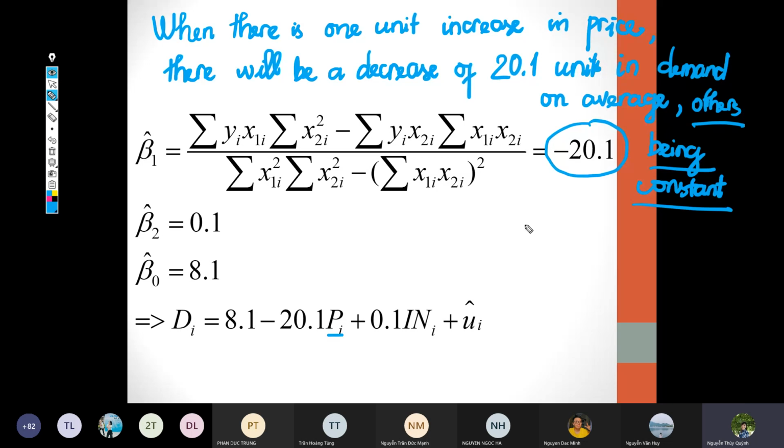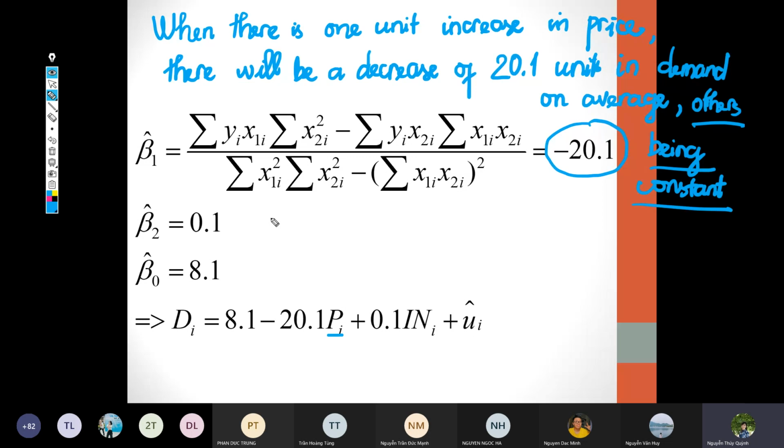Similarly, you can interpret the meaning of the estimated beta 2. We have beta 2 hat equal to 0.1. It means that when the income of the average household increases by 1 unit and the price of roses is unchanged, the demand for roses will increase by 0.1 unit on average.